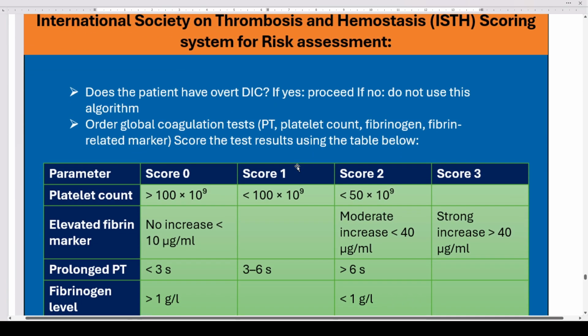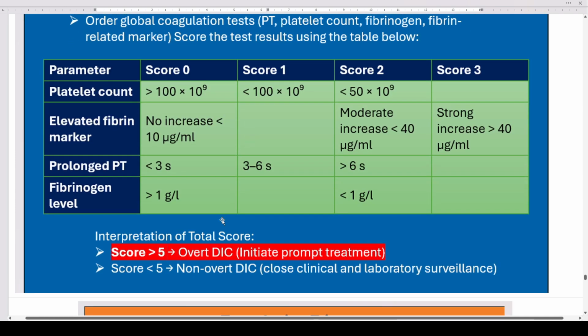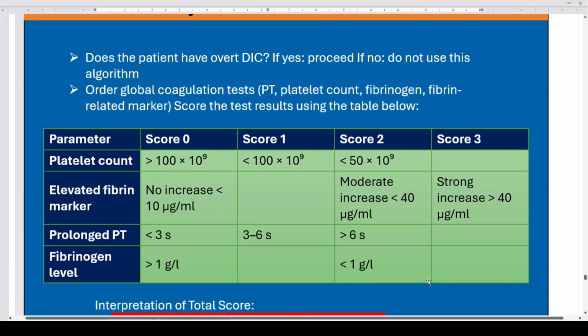So, what is ISTH scoring? We do this to see if the patient has an overt DIC or is a compensated DIC. Okay, if the patient has an overt DIC, the score is more than 5, we will go for prompt treatment. If the score is less than 5, it is a non-overt DIC. Close clinical and laboratory surveillance is needed in that case.